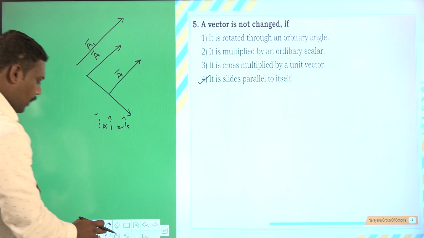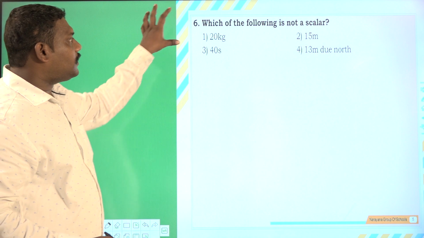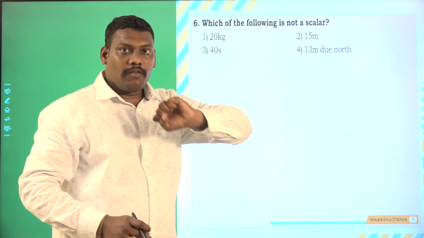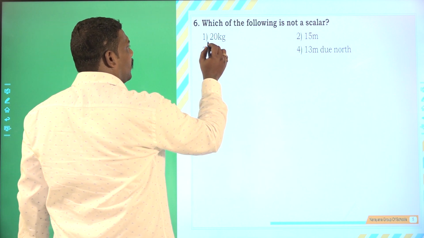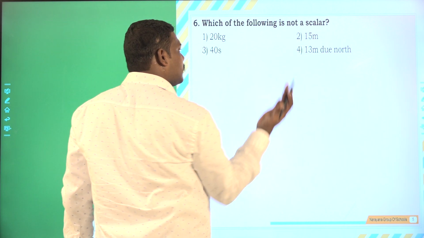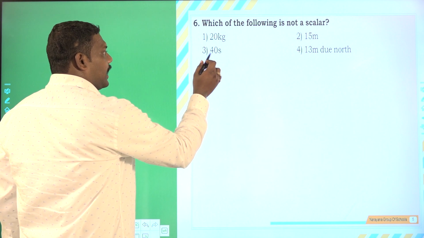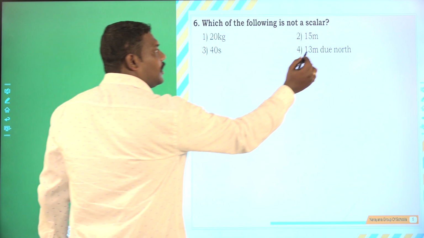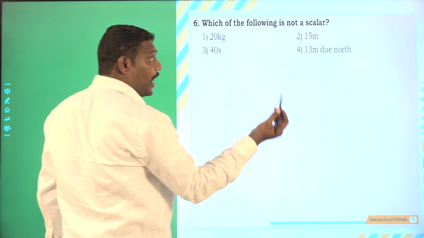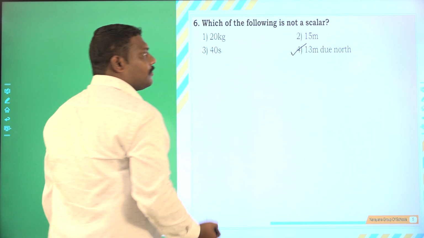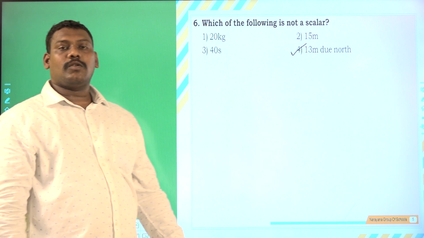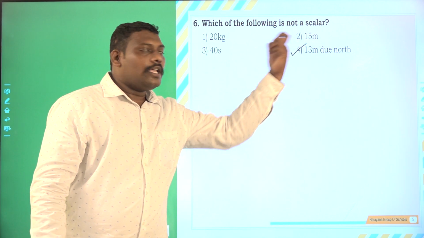Okay? Let us go to the next question. Which of the following is not a scalar? For the scalar, we need only magnitude. 20 kg is a magnitude. 15 meters is a magnitude. 40 seconds is also a magnitude. But you see due north. Due north is a direction also given. So it is not a scalar, it is a vector. Okay. So 13 meters due north is not a scalar.